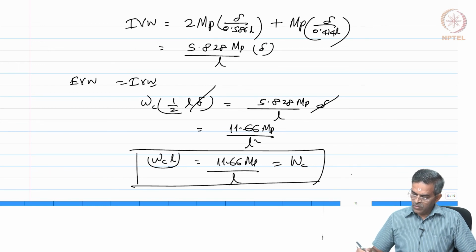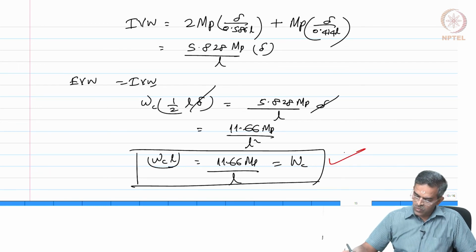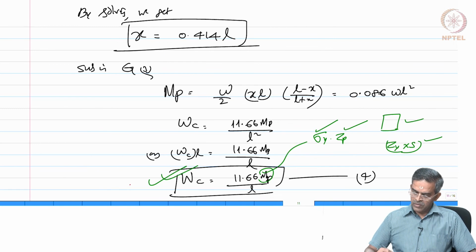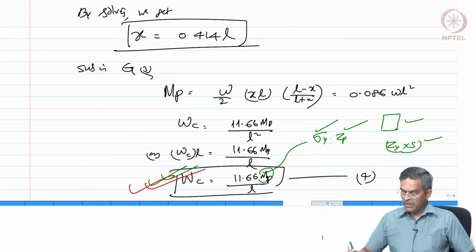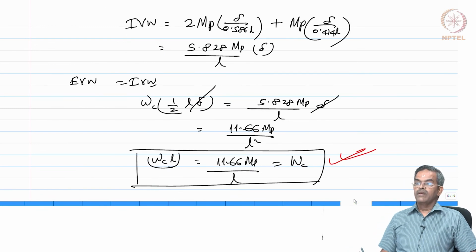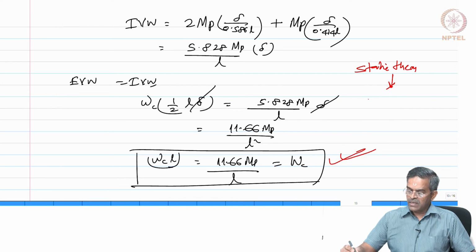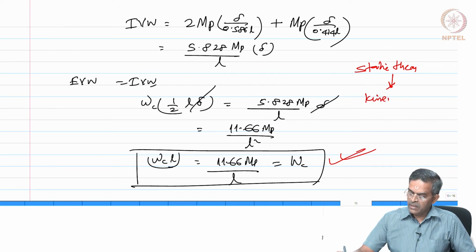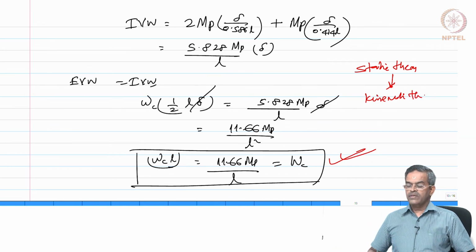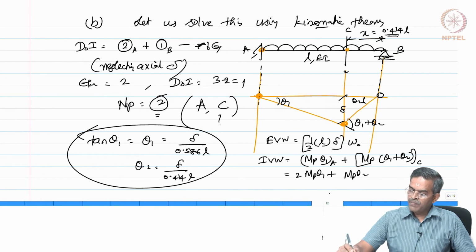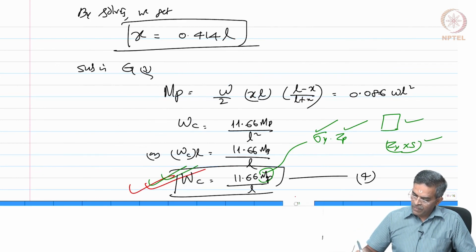So, friends, you will see that this value is same as we obtained here, but there is a very interesting conclusion in this problem. We have used static theorem solution to check the kinematic theorem solution, is it not? How can you say this? See here, I have borrowed this data from the static theorem.